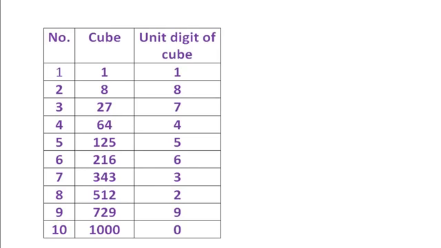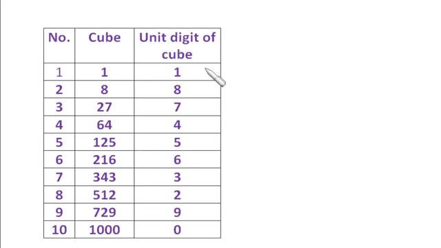Let's begin the method. First of all, let us make some observations. I have given a table where the numbers, the cubes, and the unit digit of the cube are given. Now, the cube of 1 is 1, cube of 2 is 8, cube of 3 is 27, cube of 4 is 64, cube of 5 is 125, cube of 6 is 216, cube of 7 is 343, cube of 8 is 512, cube of 9 is 729, and cube of 10 is 1000.